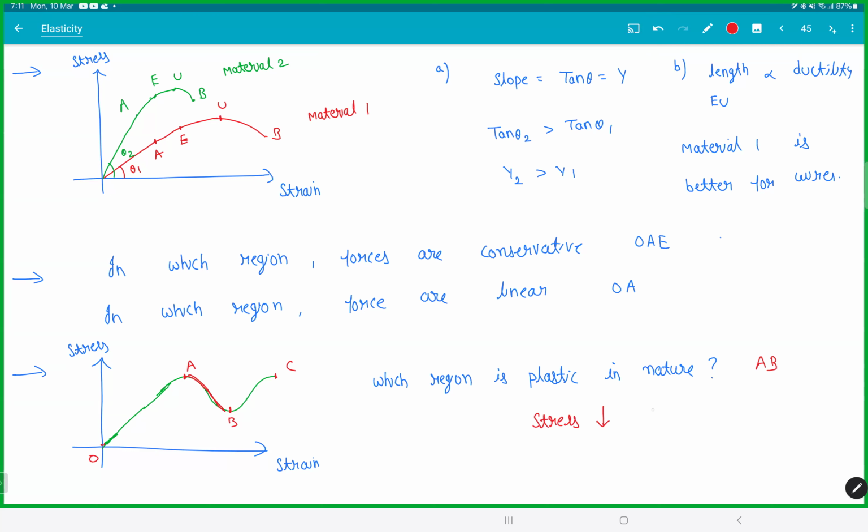Stress should decrease, but strain should increase, which is not a normal behavior. Clear? The other questions you can get: which is a better spring, which is a better wire, which regions are conservative, which region forces are linear, which region is plastic. That is a complete thing about the longitudinal stress and longitudinal strain and Young's modulus. So that is one part of it. That was a major part of this chapter. And after this, we have 2 more things, the shearing strain and volume strain, if you remember shearing stress and volume stress.